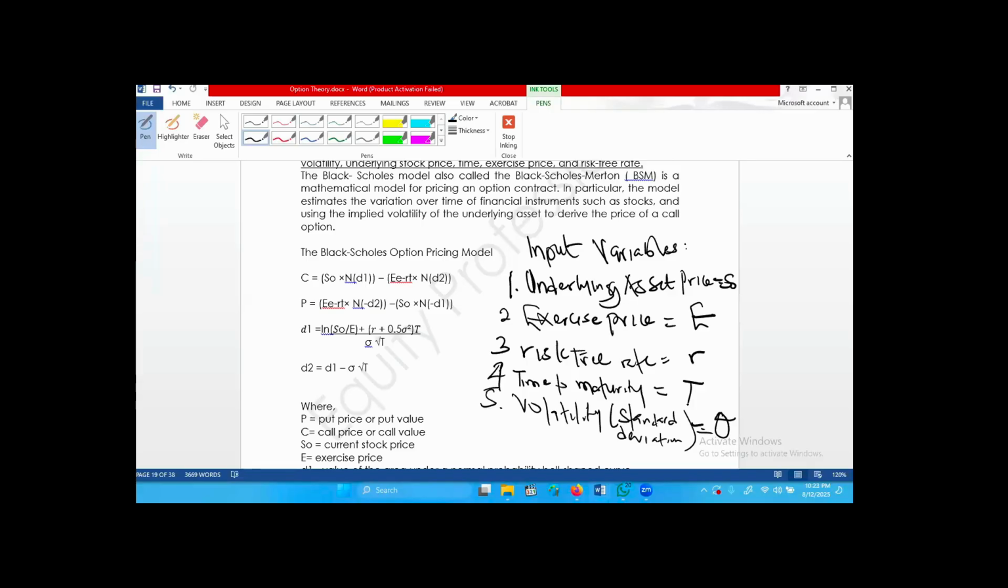With the Black Scholes model, the formula for a call option is, if I want to calculate the price of a call option, the formula is: open a bracket S0 multiplied by N bracket d1, close the bracket, minus another bracket, E exponential negative rT multiplied by N(d2).